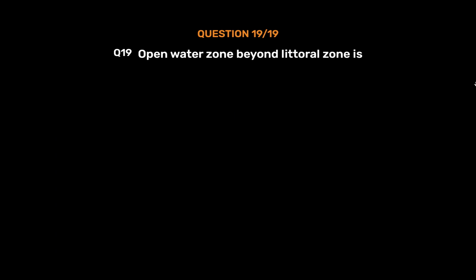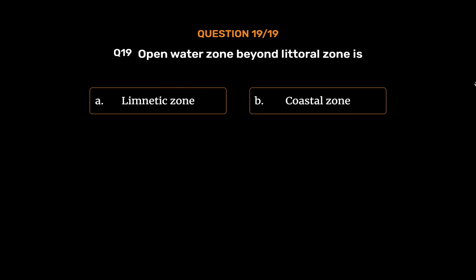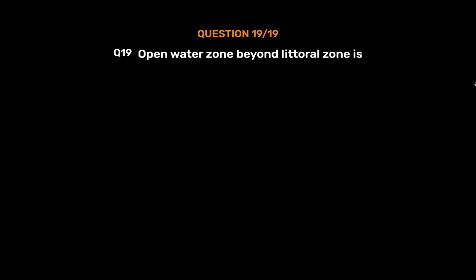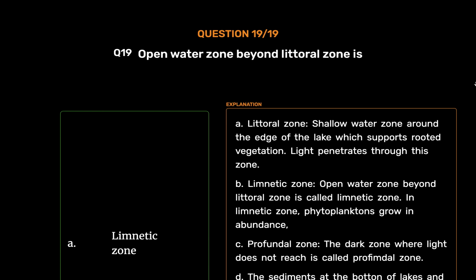Question number 19. Open water zone beyond littoral zone is Option A. Limnetic zone. Option B. Coastal zone. Option C. Profundal zone. Option D. Benthic zone. The correct answer is Option A. Limnetic zone. A. Littoral zone, shallow water zone around the edge of the lake which supports rooted vegetation. Light penetrates through this zone.